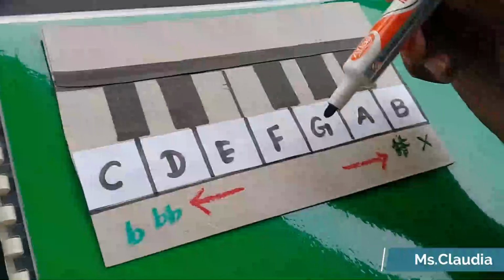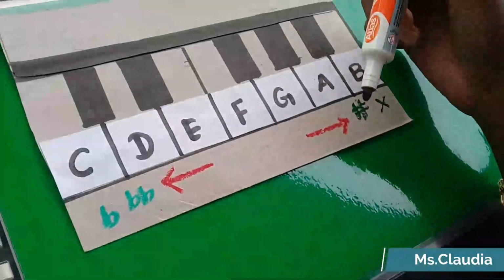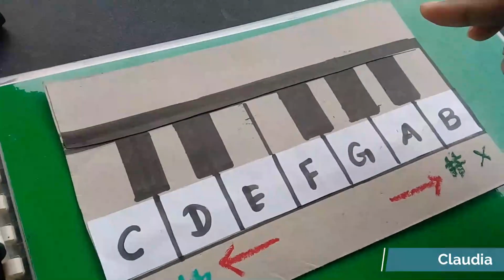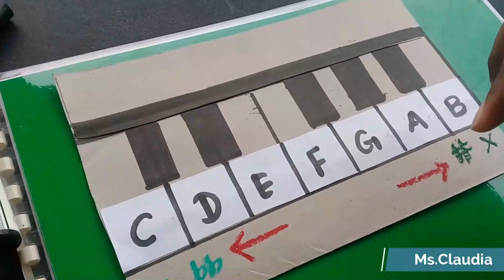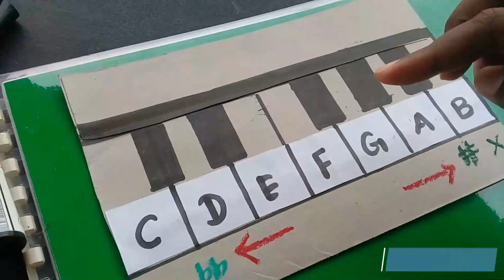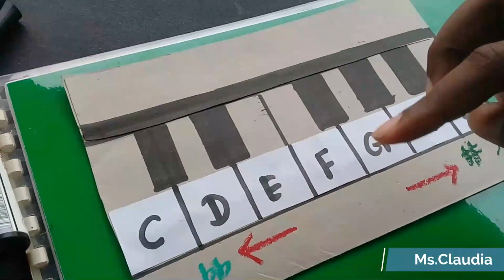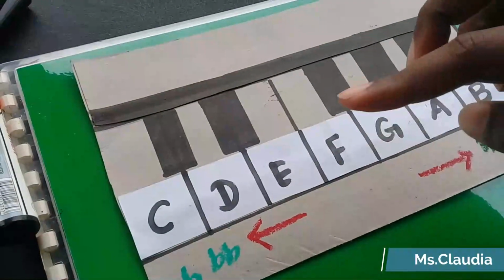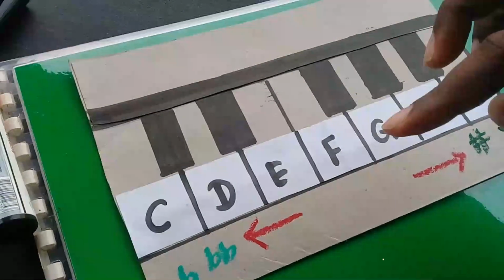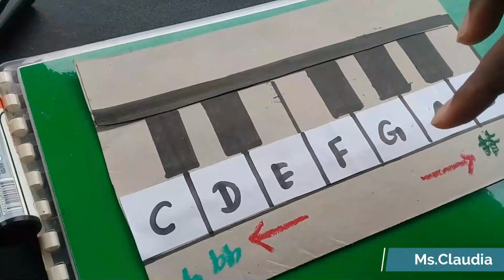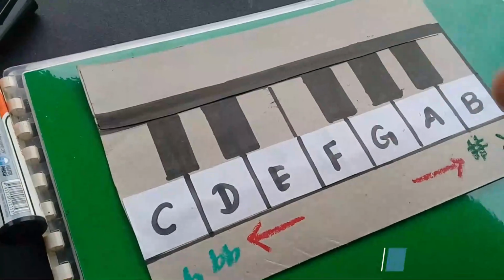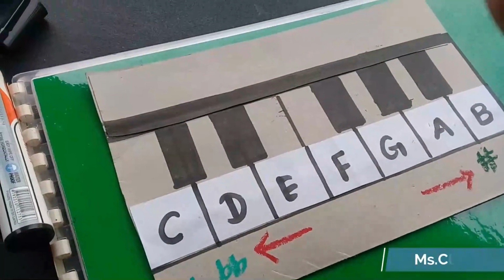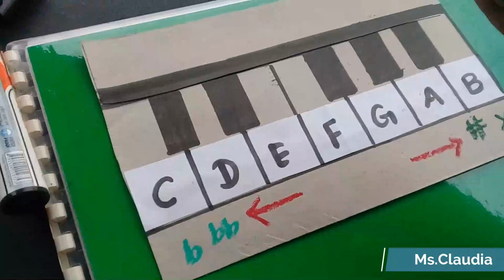When you raise a note by a semitone, you will get a sharp, right? For example, when you raise G by a semitone, you will get G sharp. When you lower G by a semitone, you get G flat. When you lower G by a tone, two steps, you get G double flat, and when you raise G by a tone, you get G double sharp, right? So here we are going to see raising with a tone and raising with a semitone, lowering with a tone and lowering with a semitone, right?